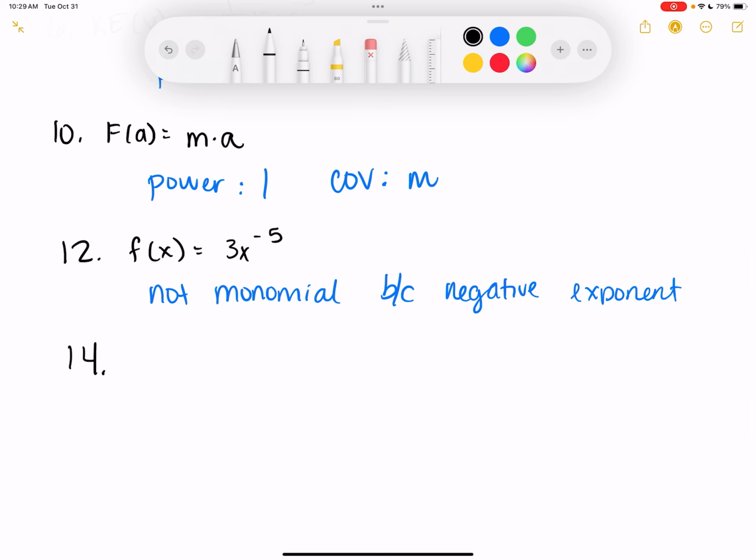(14) y equals negative 2 times 5 to the x. Riley? Yes, it is 1. It doesn't have it. Dang it, no it's not, because it's a variable as an exponent. Not monomial, because variable as an exponent.